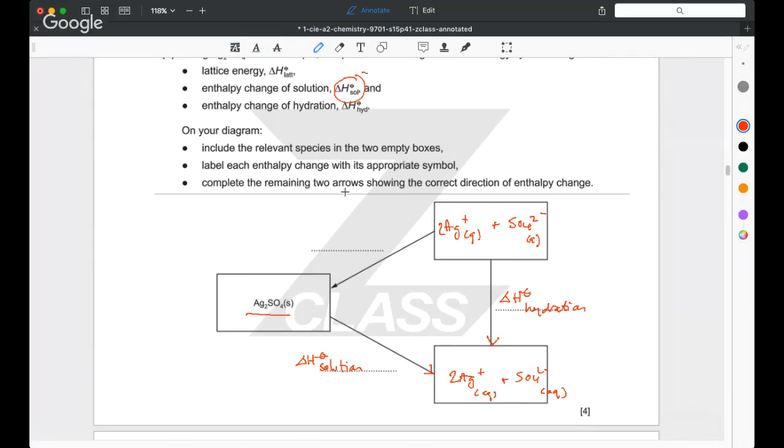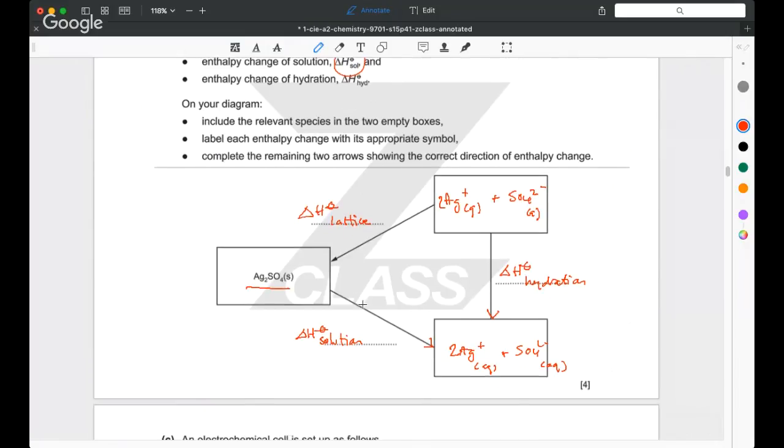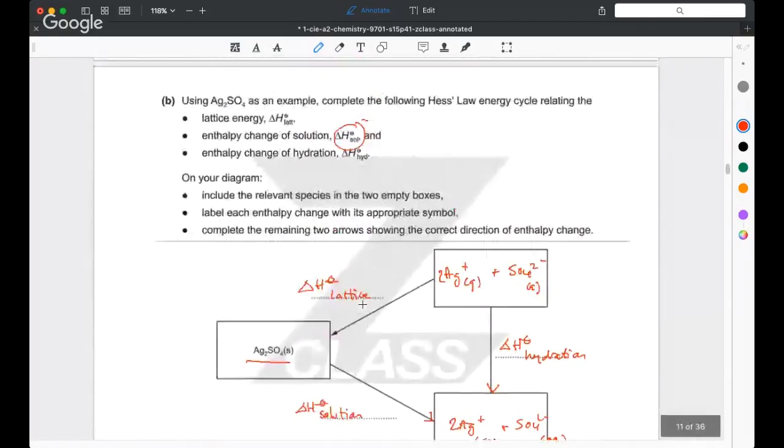Now, this one over here, if you wanted to break the lattice and convert the solid into the gaseous ions, that would be the enthalpy of lattice dissociation. But here you're actually forming the lattice from the ions in the gaseous phase. So this is the lattice enthalpy for this one. And we've got our arrows marked there and marked there. So we've marked up everything that was required for that little Hess's law cycle. So that's been relatively tame so far.